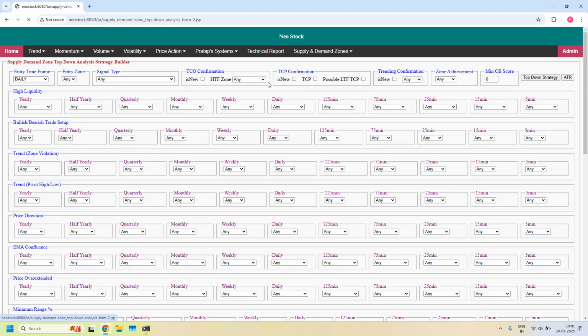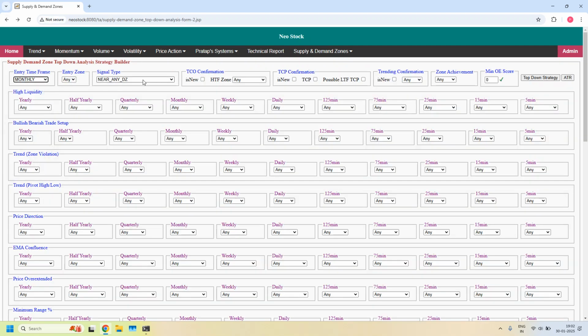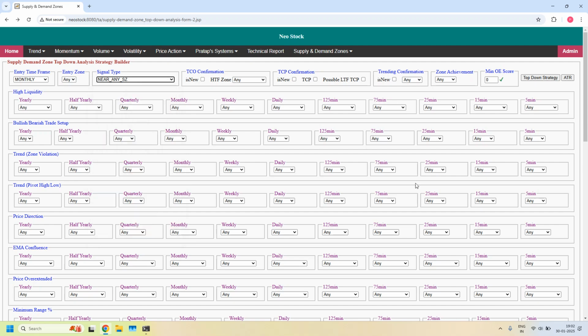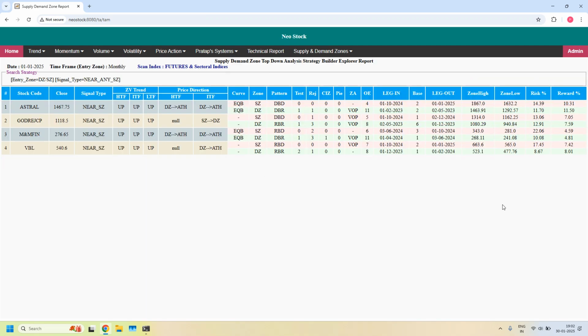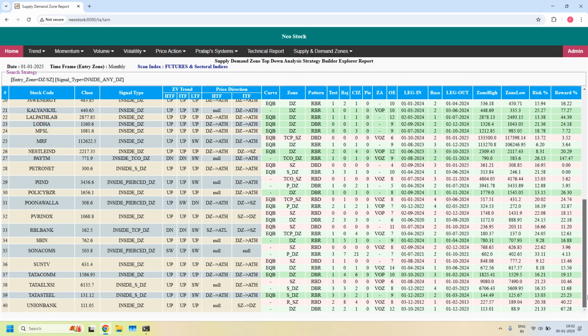Okay, next time frame is monthly. Stocks near monthly demand zone. We got 9 stocks. Next, monthly time frame. Stocks near monthly supply zone. We got 4 stocks. Next, monthly time frame. Price closed inside the monthly demand zone. We got 40 stocks.